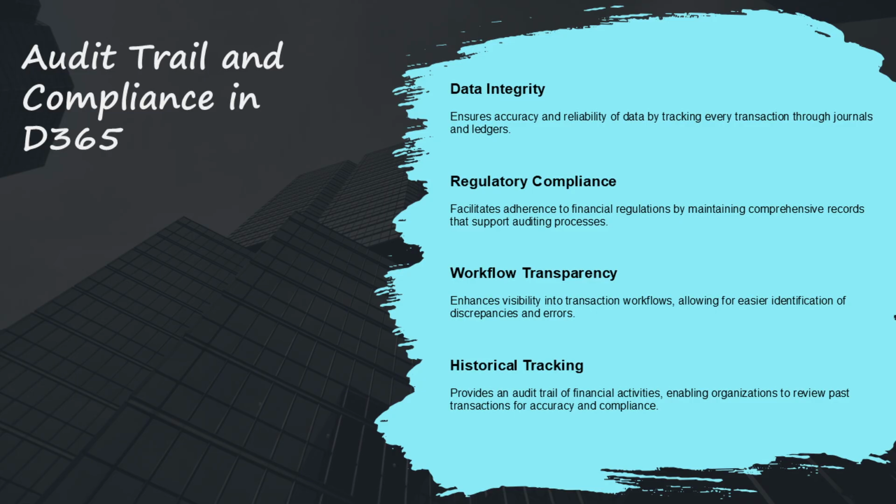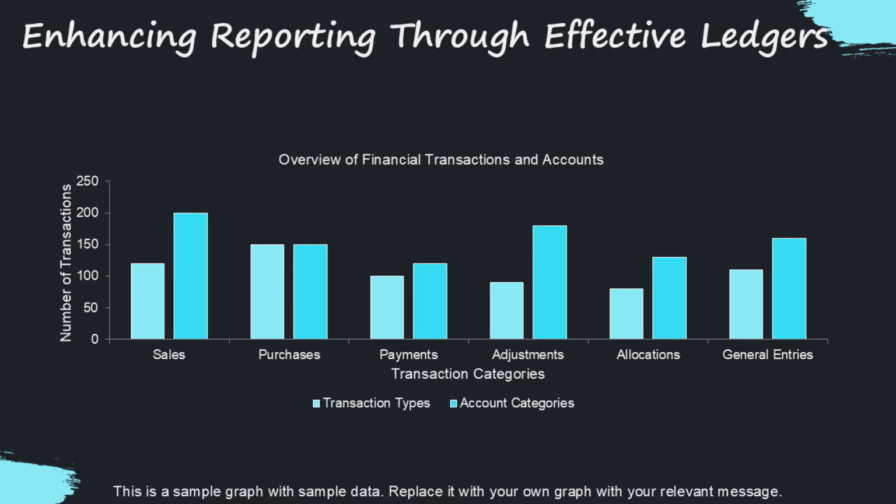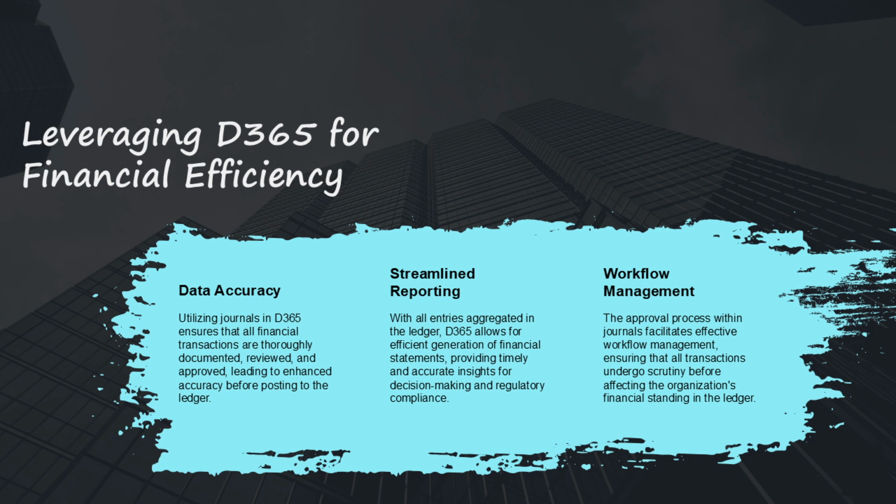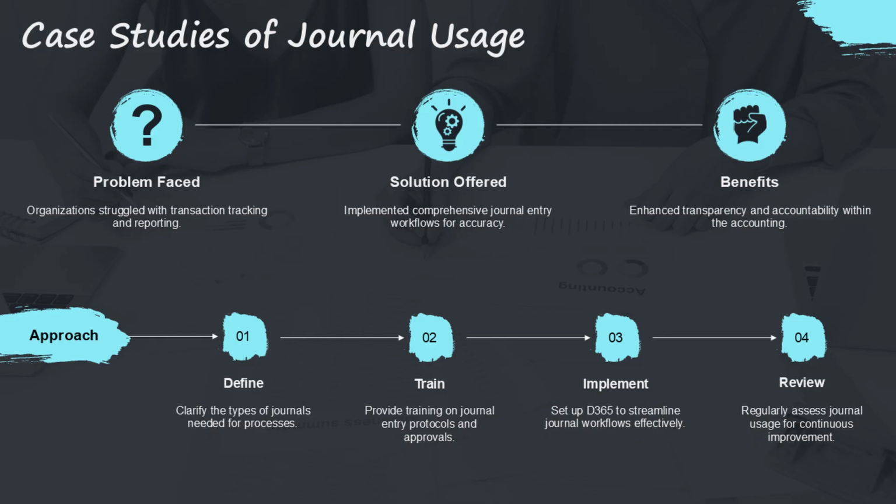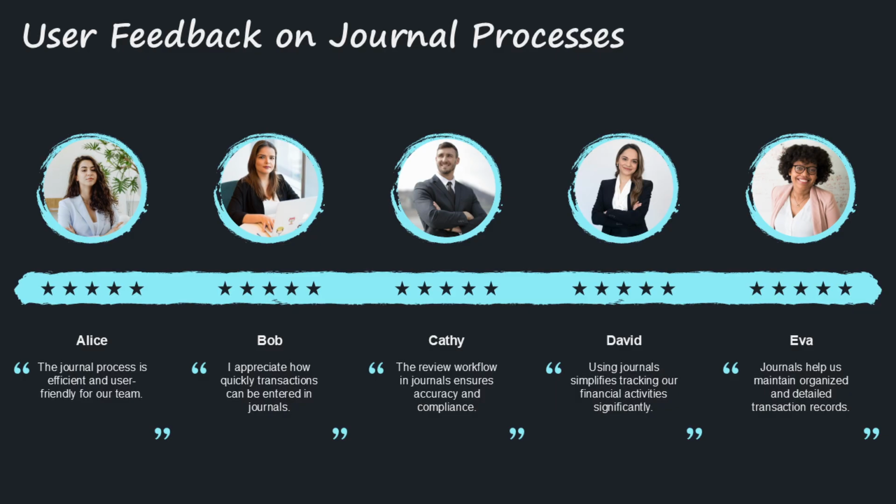Here's a summary table comparing the journal and the ledger. The journal is for the initial detailed entry of transactions, while the ledger is a summarized, organized record of all accounts. The journal is organized chronologically by date, whereas the ledger is organized by account with running balances. In D365, the journal is used for entry, review, approval, and posting stages, while the ledger serves as the central record for reporting and analysis. The journal originates from Latin and French terms for daily record, whereas the ledger comes from Middle English for permanent book.